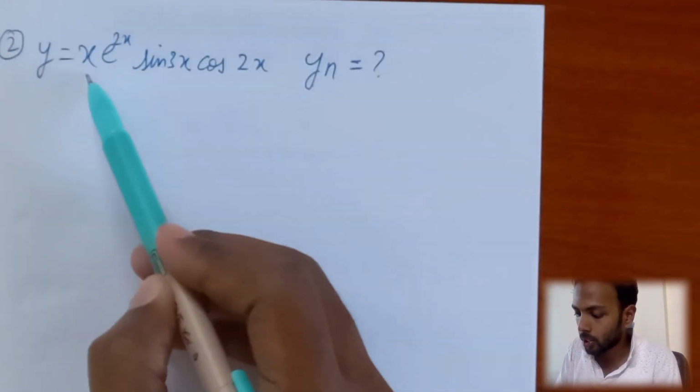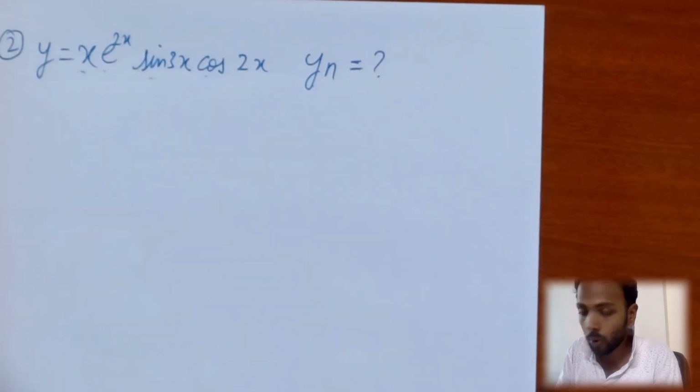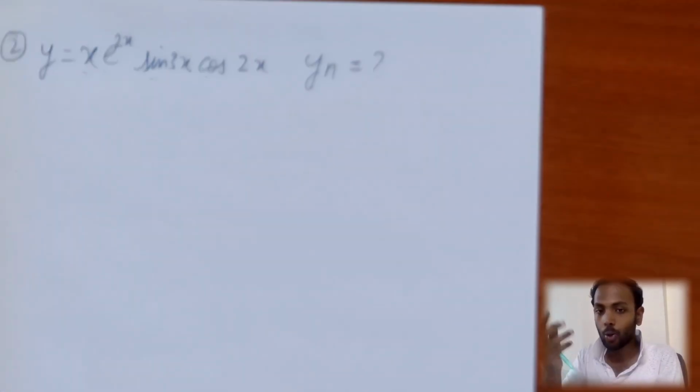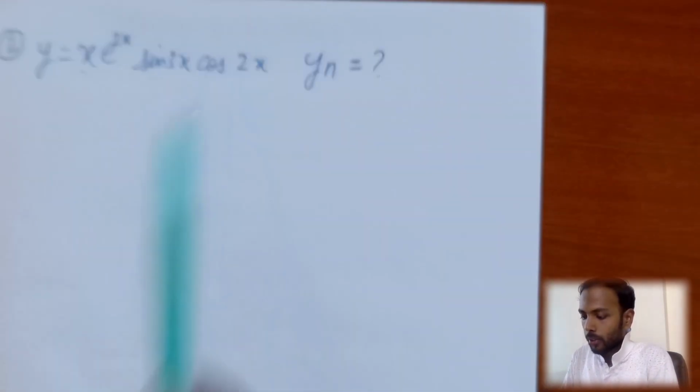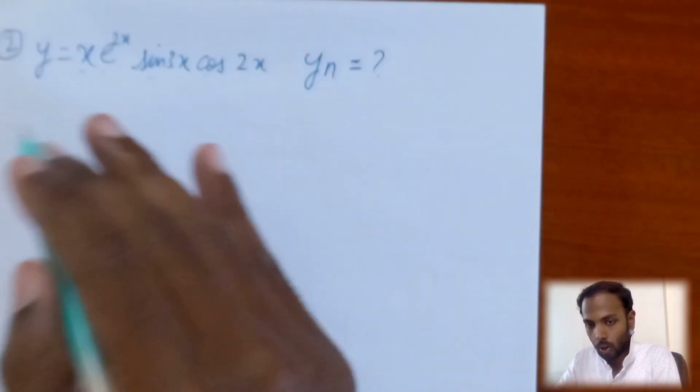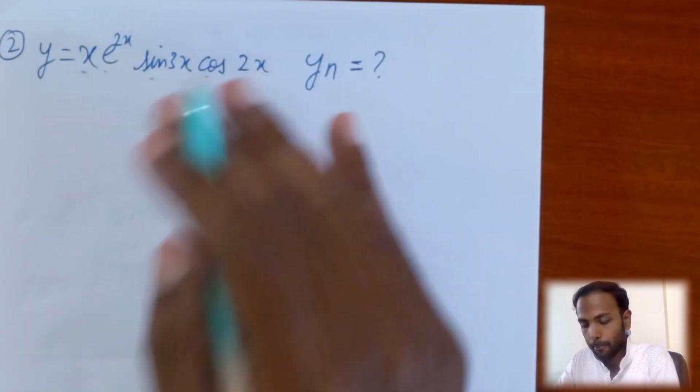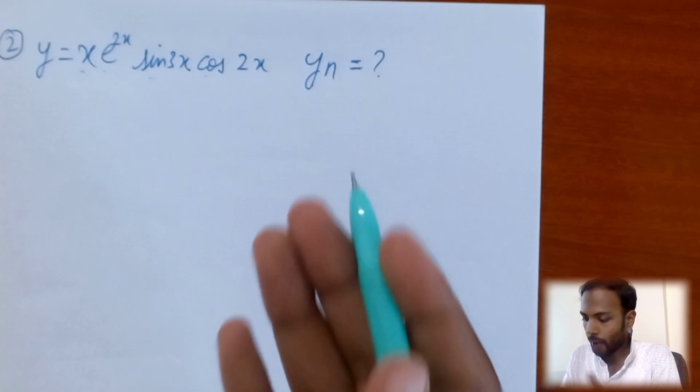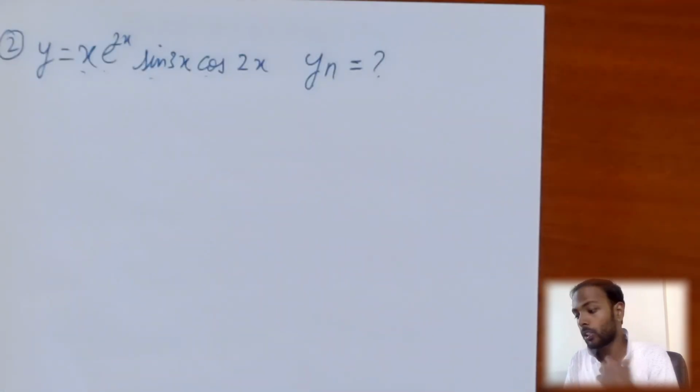But in this question, y has 1, 2, 3, 4 terms. It's not two terms, u and v, multiplied. So how will you solve this? You have to simplify this and bring it to a point where it is in the form of u into v. So we have to use some formula, no other option. Which formula to use?